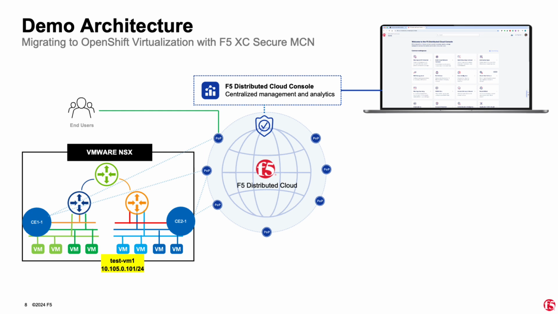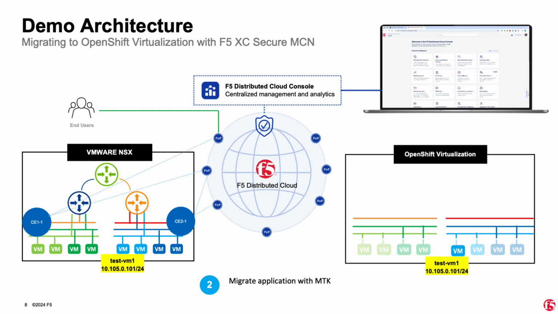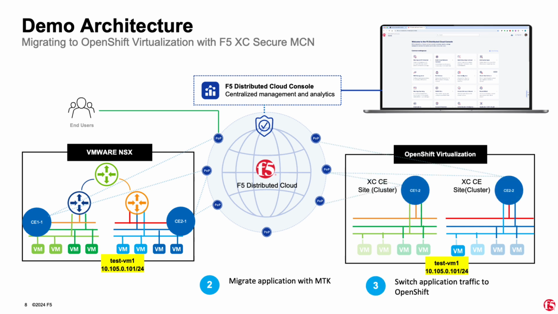Now, suppose our enterprise has decided to migrate the Juice Shop application from the VMware NSX cluster to an OpenShift Virtualization cluster. We'll use the Red Hat Migration Toolkit for Virtualization, MTV, to migrate the app. Then we will leverage F5XC CE to test and also switch the traffic. It's worth noting that the OpenShift Virtualization cluster is utilizing the same IP address, so this will help in preserving the IP addresses during the migration.